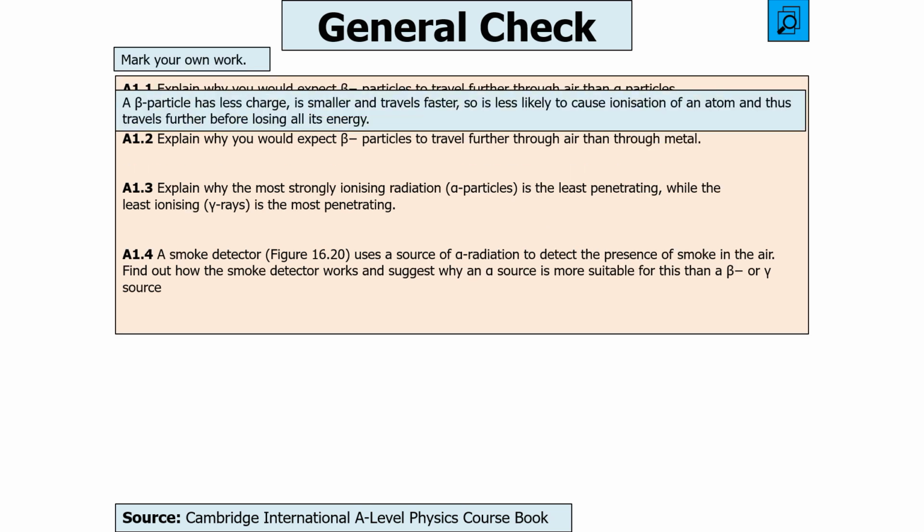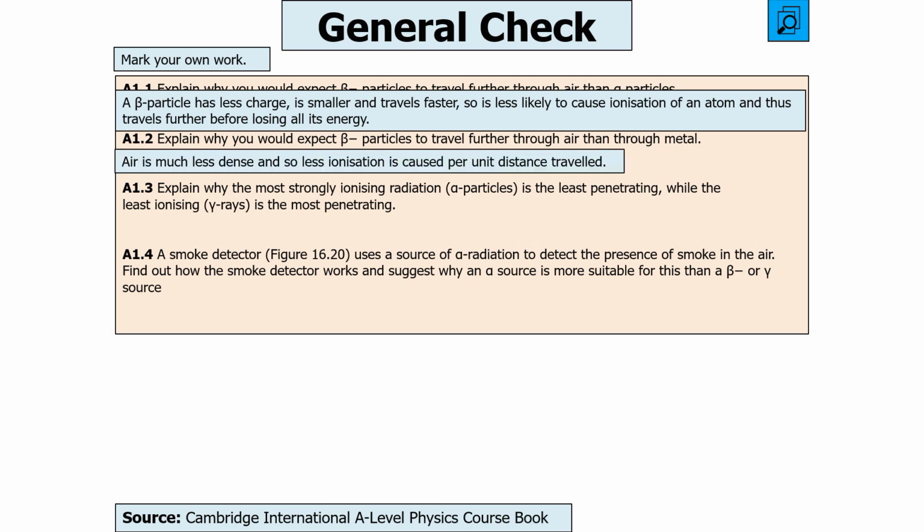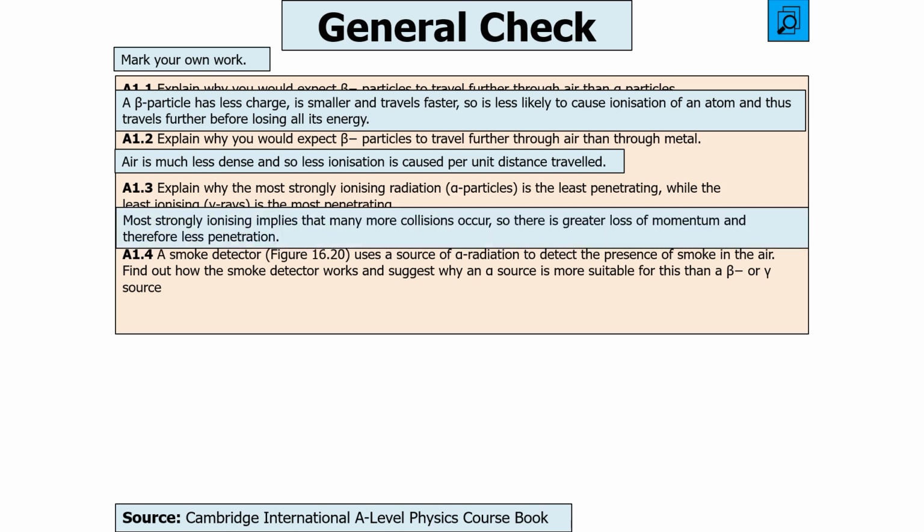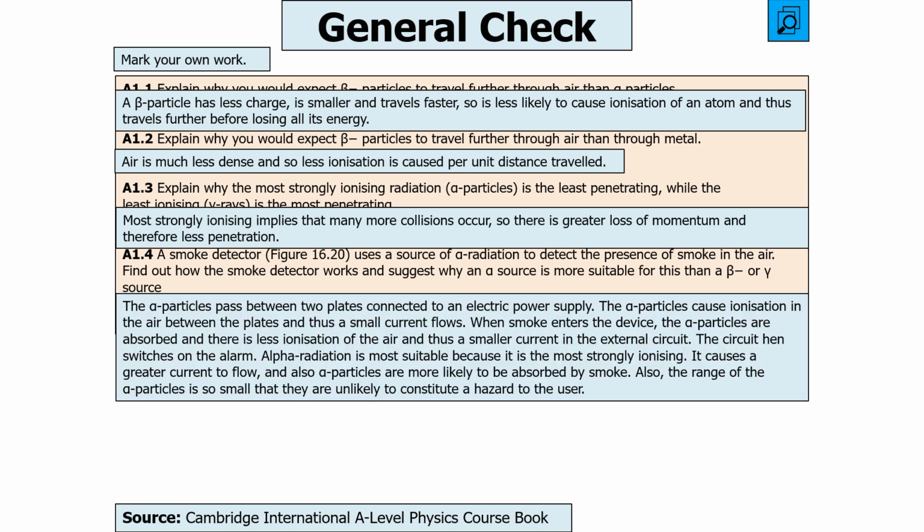Right, so in the first one, a beta minus particle has less charge, it's smaller and it travels faster, so it's less likely to cause ionization of an atom, so therefore it'll travel further before it loses energy from this ionization process. It'll travel much further through air than through metal because air is much less dense than metal, so there's less ionization caused because there's less interactions with the atoms of the object. Now, more strongly ionizing implies that the radiation will have more collisions with the particles, so therefore there's a greater loss of momentum in each collision, so therefore it will not travel as far, so there'll be less penetration.